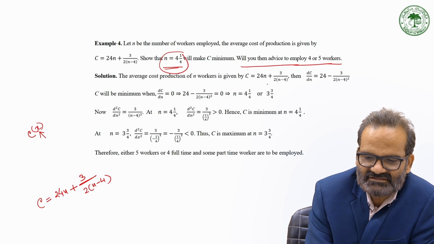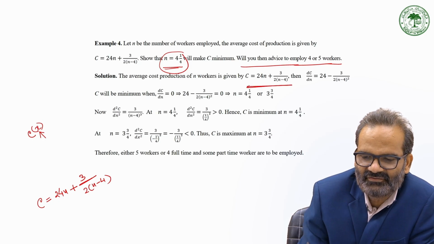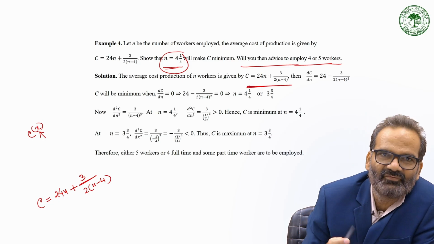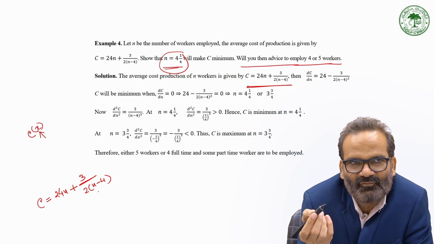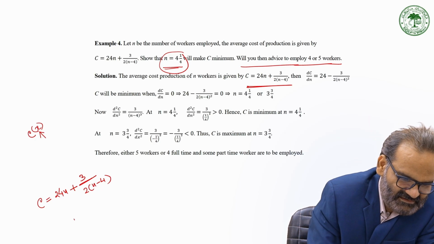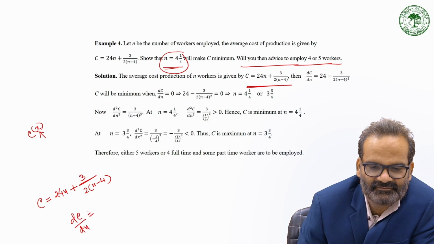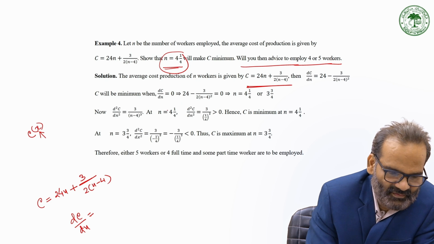The average cost is given by this. The only difference is what? It is in terms of n, not x. So for finding out the stationary points, what is the condition? dc over dn should be equal to 0.